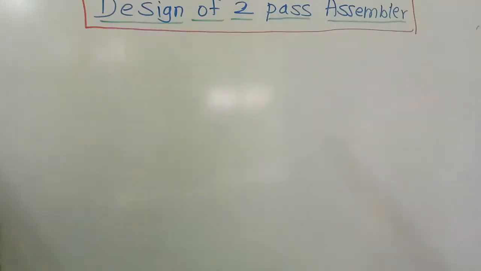In this video, we will cover the next topic of the assembler, that is design of a two-pass assembler. While designing any assembler, we have to think about some things. First is to identify the information necessary to perform a task. What does this statement mean?